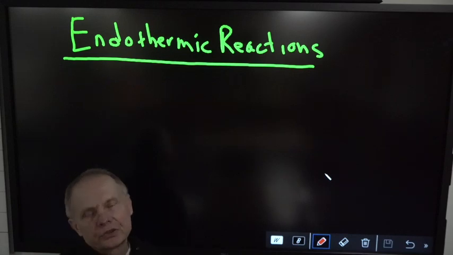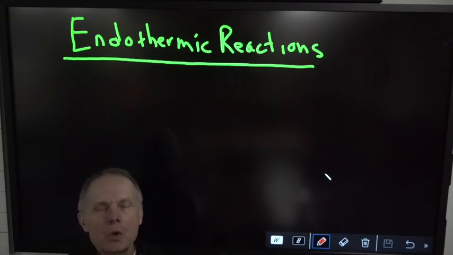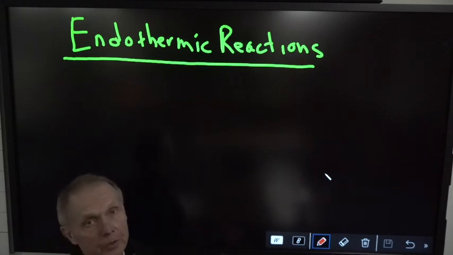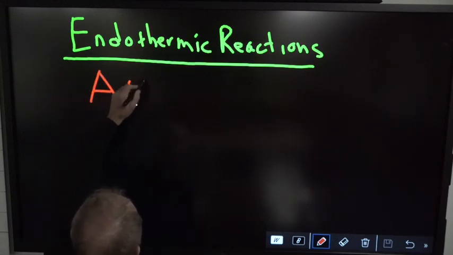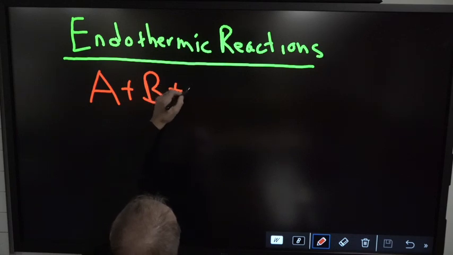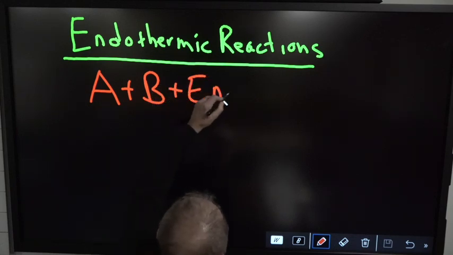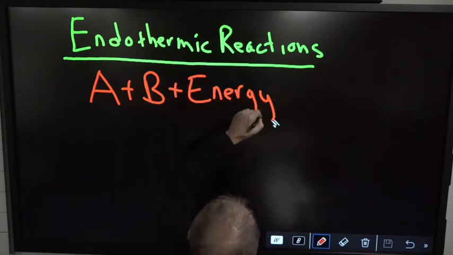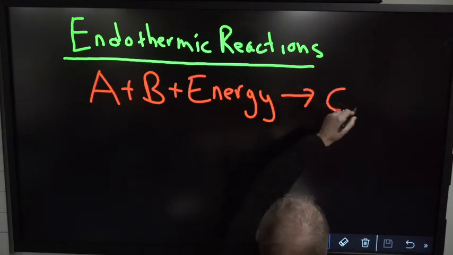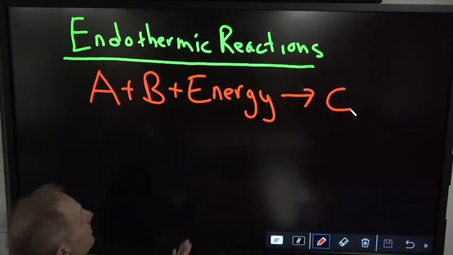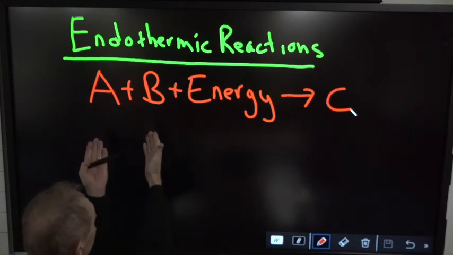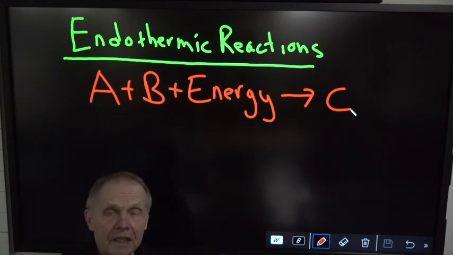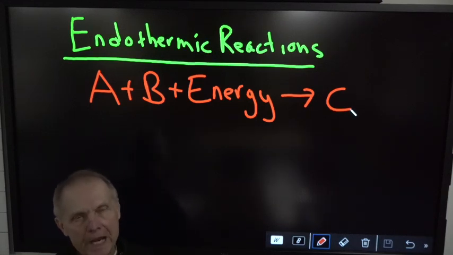So here is the simple equation for an endothermic reaction. A plus B plus energy yields C. That is the simplest. A plus B plus energy yields C. So in an equation, if the energy is on the reactant side, it's an endothermic reaction.